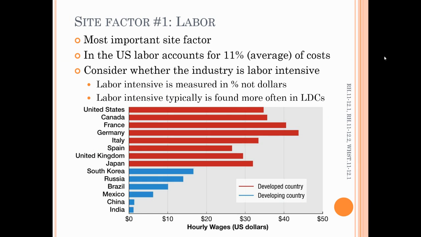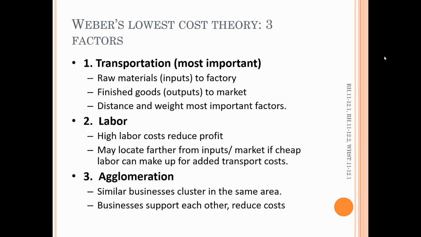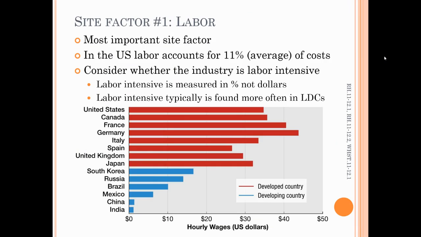All right. And we've been talking all about situation, transportation. We do have site as well. This is one of Weber's other methods of looking at where to put your factory, your industry. So labor, guys, is the most important site factor. In the US, labor accounts for 11% of costs. And really, the labor only comes into play if it is a labor-intensive industry. A labor-intensive industry means a lot of the percentage of your cost is made up of labor.